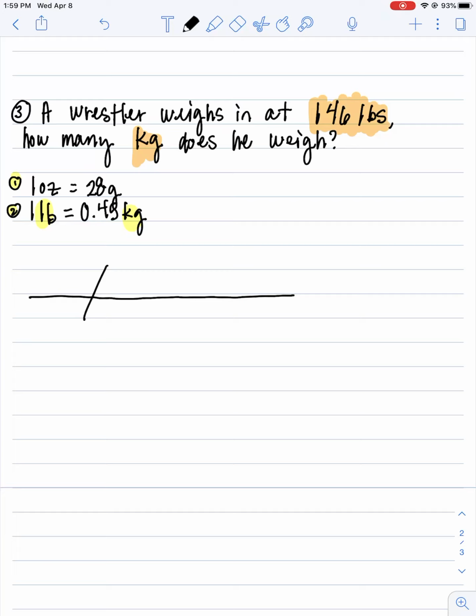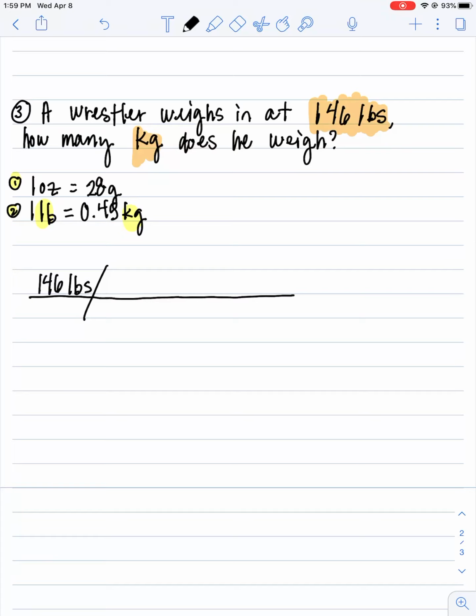So let's get started. Draw your T-table, okay? And if you've ever taken a chemistry or physical science class, guys, you should have seen this T-table before because you do a lot of conversions in science classes. That's one of the reasons why I like to keep this lesson in this unit, because this is very, very beneficial for other classes, okay?